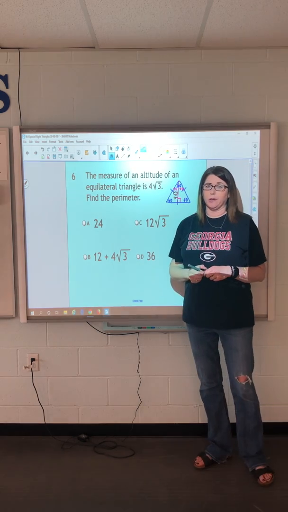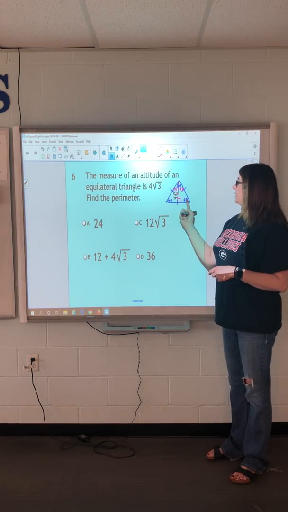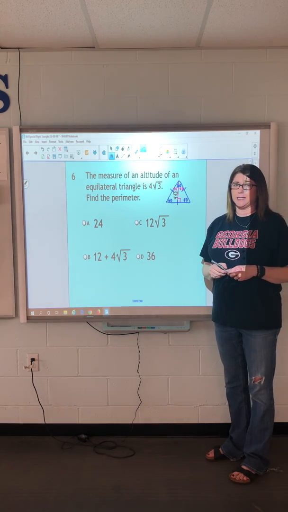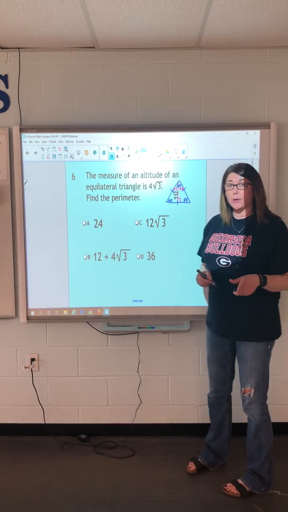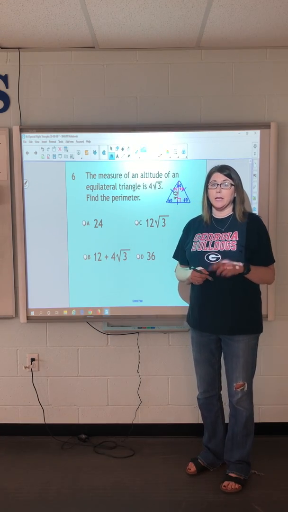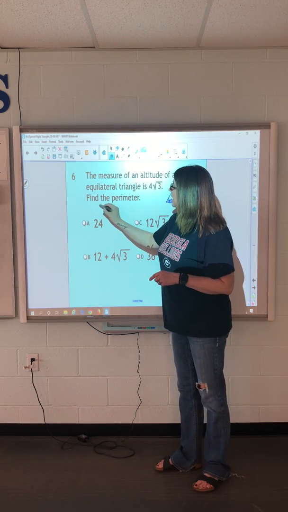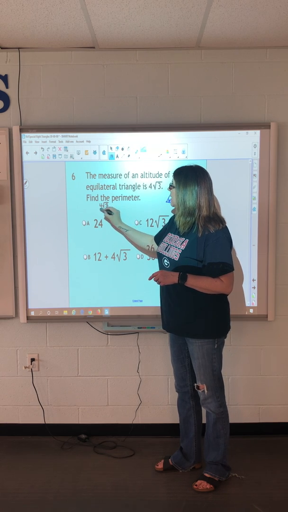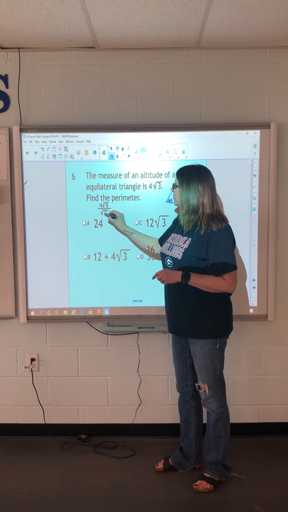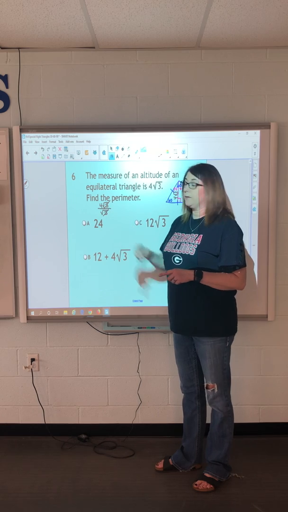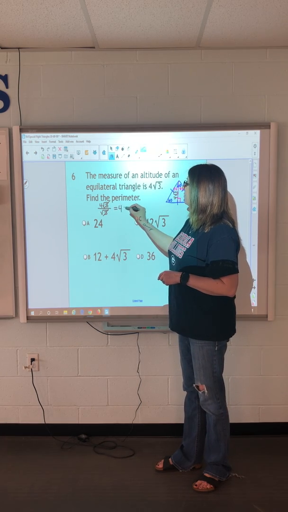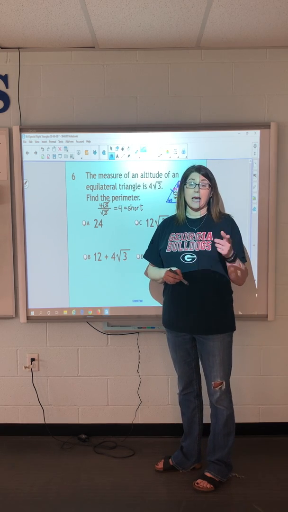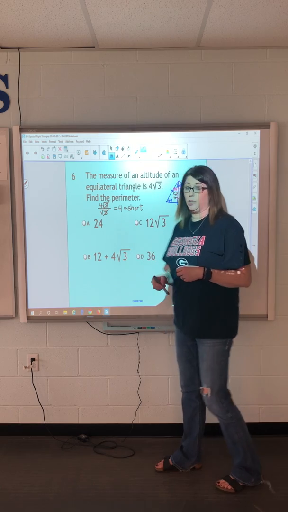Now that 4 times the square root of 3 is directly across from the 60-degree angle. So what that tells me is that we have the middle side. How do we go from middle to short? Do you remember? To go from middle to short, we're going to take that 4 times the square root of 3, and we're going to divide by the square root of 3. Those square roots of 3's are going to cancel out, and we're going to be left with 4. And that represents the short side of the 30, 60, 90 triangle. That means that it's going to be across from the 30-degree angle.